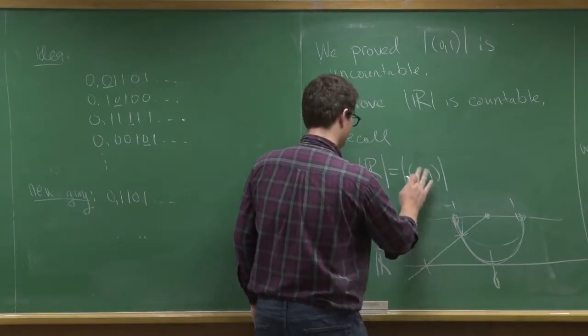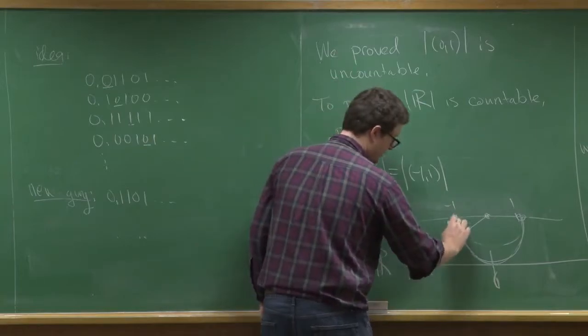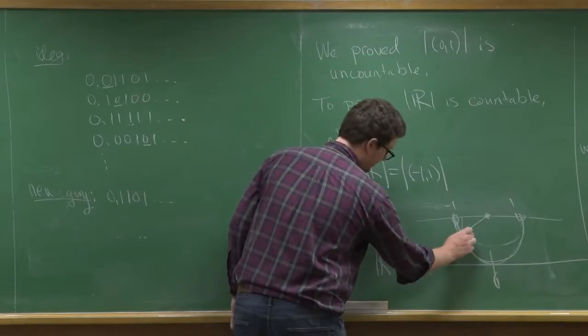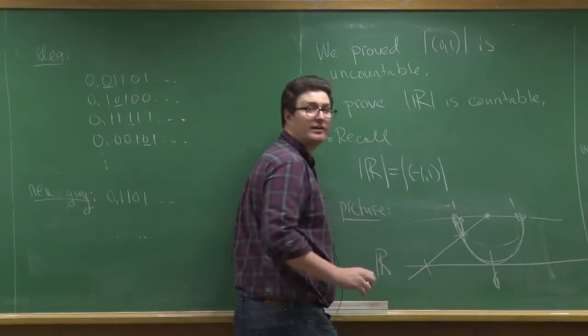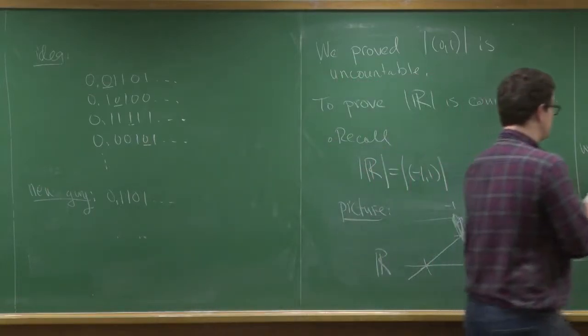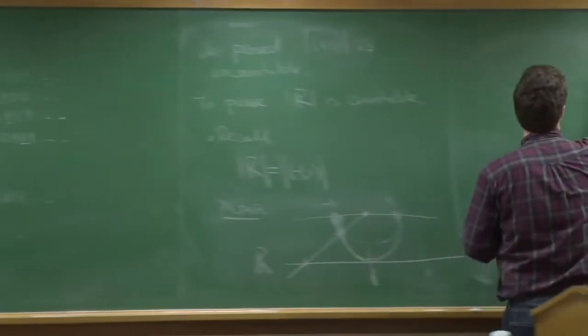Sorry, I'm just doing -1 to 1. To show that the semicircle was in bijection with this interval, we just take this point here, and we project it down to that line. All right. And so what remains to be done is to show that this thing is the same thing as the other interval.